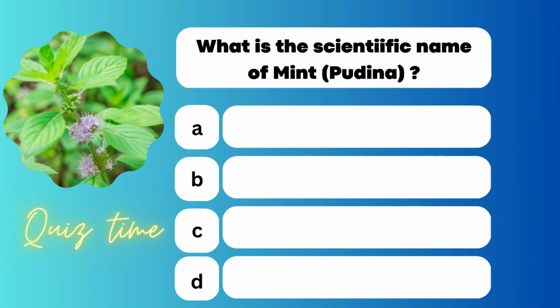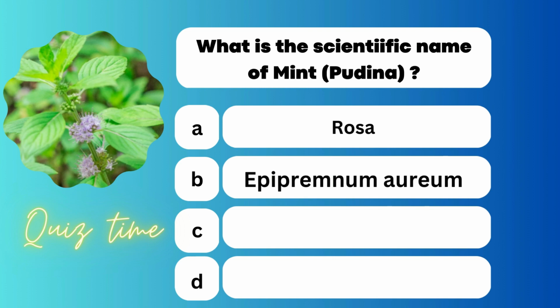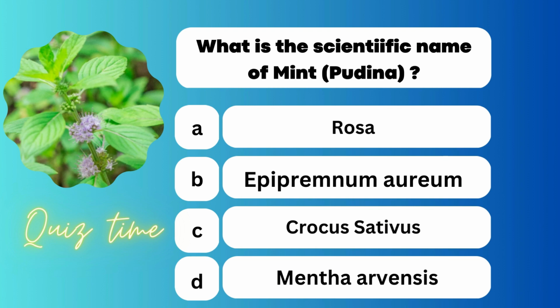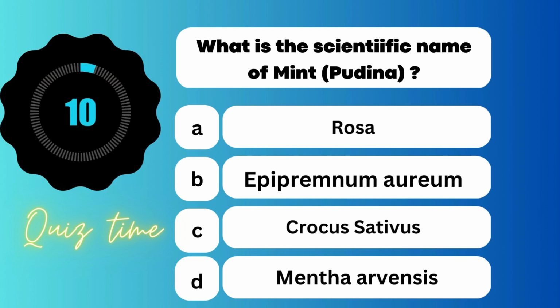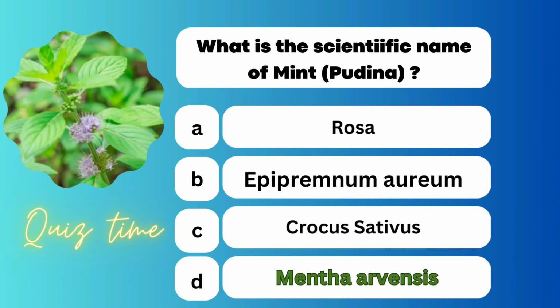What is the scientific name of mint pudina? A. Rosa. B. Epipremnum aureum. C. Crocus sativus. D. Mentha arvensis. The answer is D. Mentha arvensis.